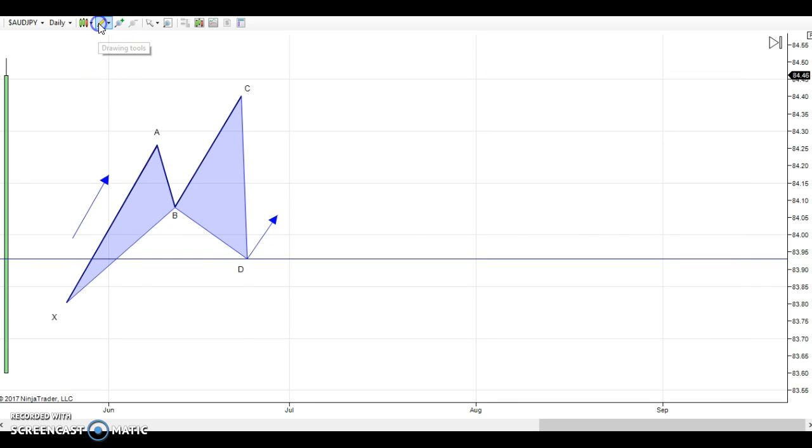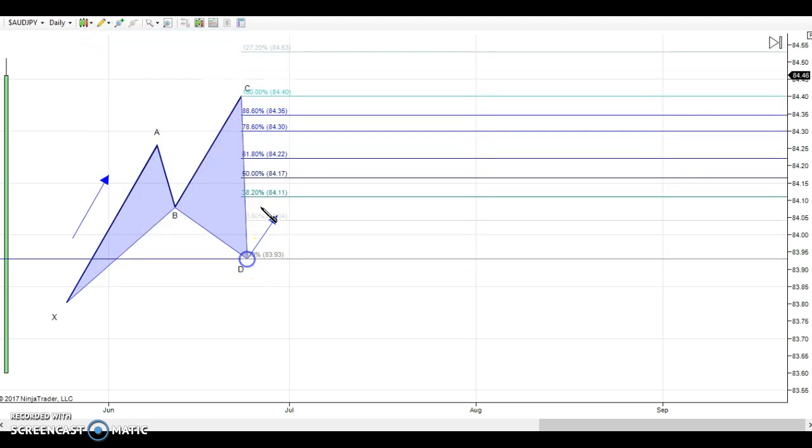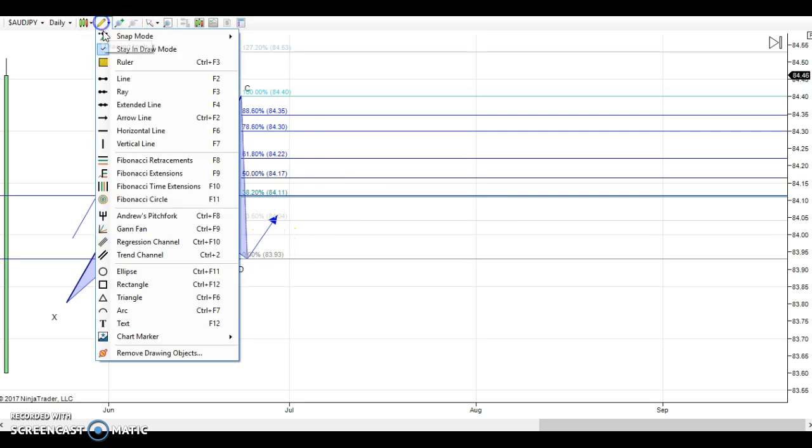What does that mean? We go grab our Fibonacci retracement tool, go C to D, and we're shooting for this 38.2 level. This is where we want to get out, right here. Okay?